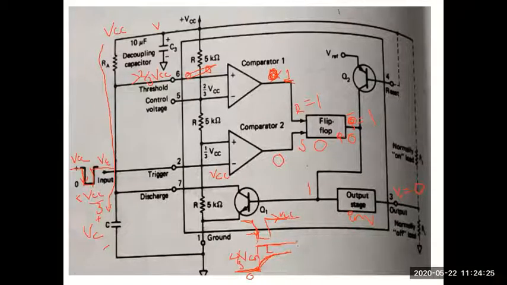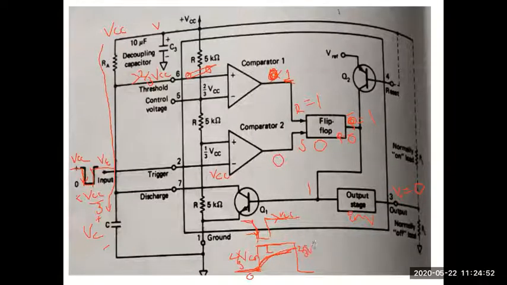In the sense, the output which had gone to high state will come back to low state at this point. So output remained in high state for some fixed duration that depended on how much time it needs for this capacitor voltage to reach 2 by 3 VCC. So as this capacitor was charging, it will continue to remain in the same state.